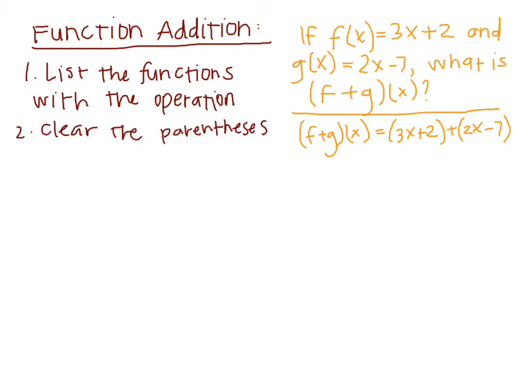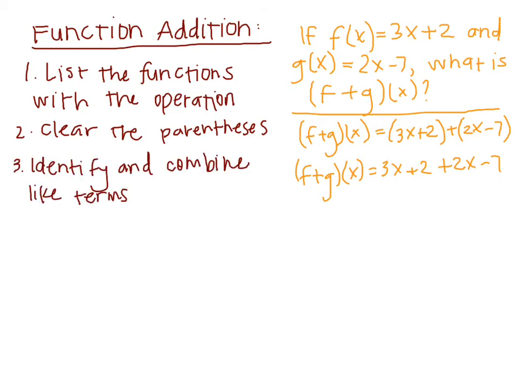The next thing I'm going to do is clear the parentheses. So I still have (f + g)(x), but over here on the other side, I'm going to rewrite everything, but I'm going to leave out the parentheses. So we just have 3x + 2 + 2x - 7.